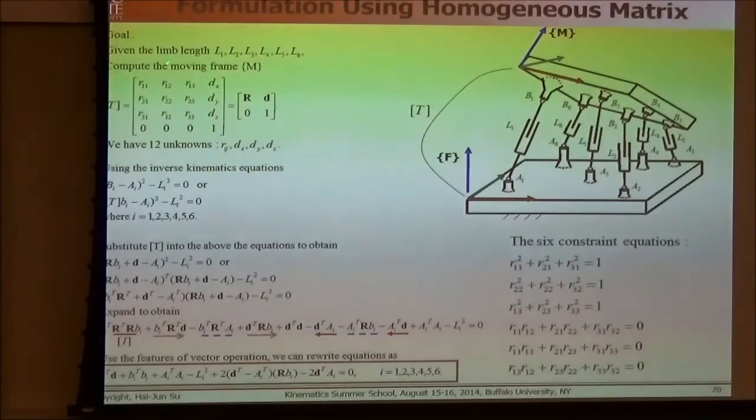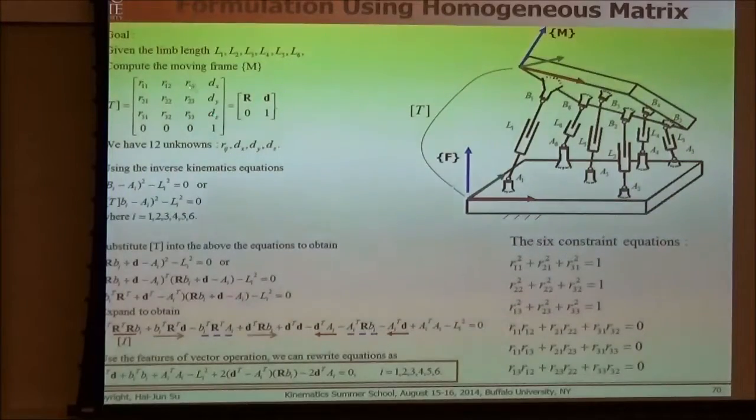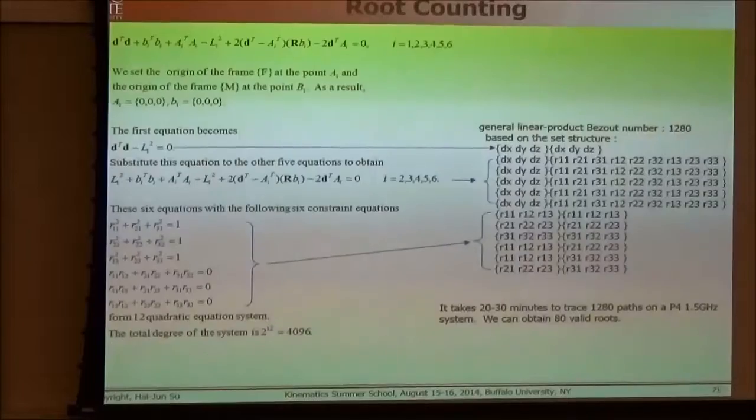So because this is a rotation matrix, I have 6 extra equations because you have to satisfy the rotation matrix requirement. So you have 12 unknowns actually, 9 here, 3 here, 12 unknowns, 12 equations, 6 equations here, 6 equations here. So that's the equation you want to solve.